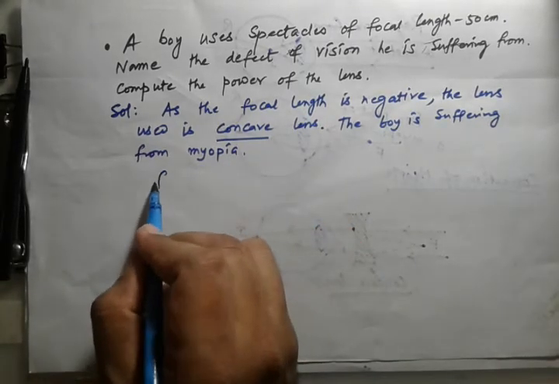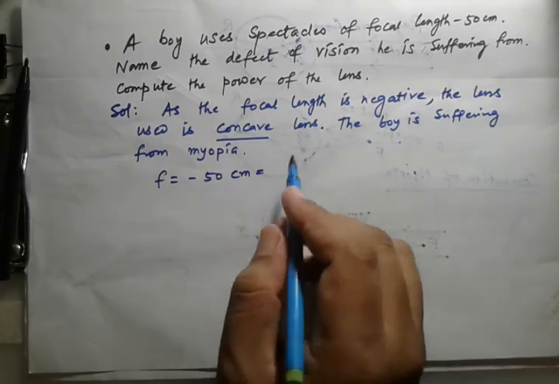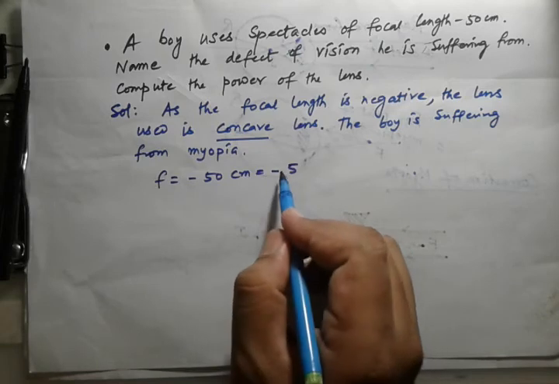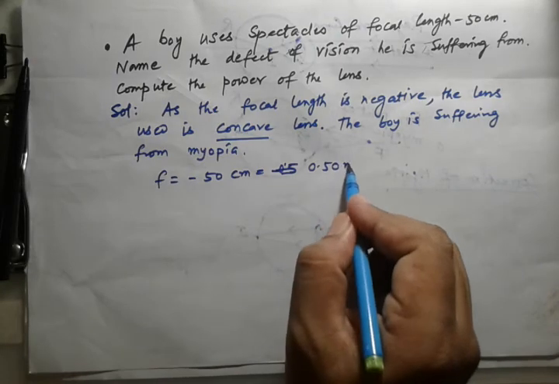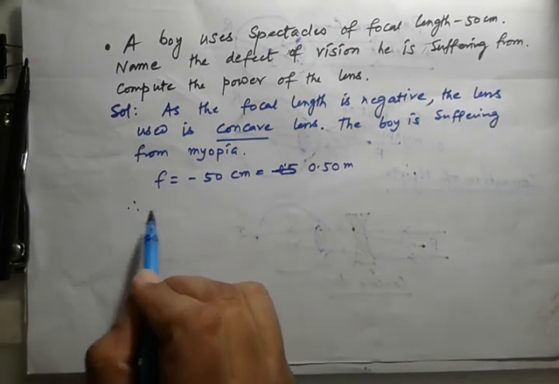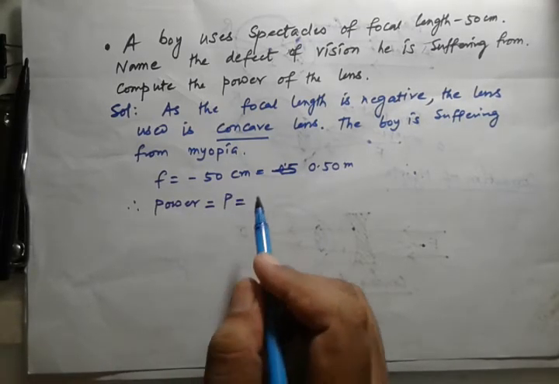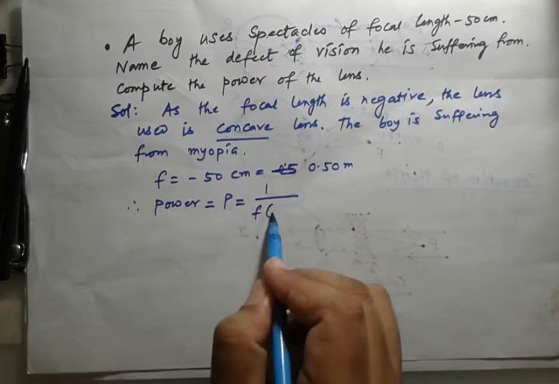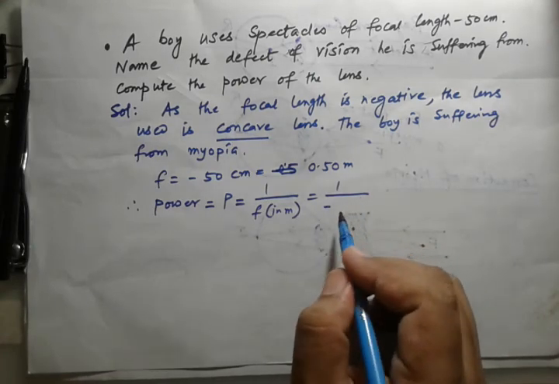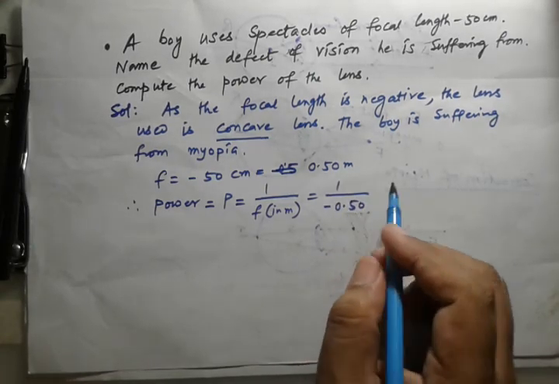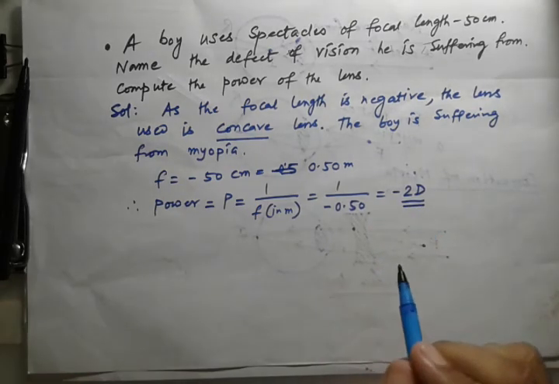So f is equal to minus 50 centimeters. So you have to convert into meter. That means minus 0.5 meter. So power P is equal to 1 by f in meter. That means 1 by minus 0.50, that means minus 2 diopter. So that is the answer.